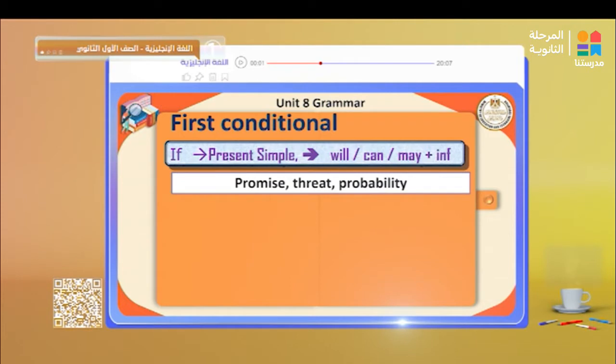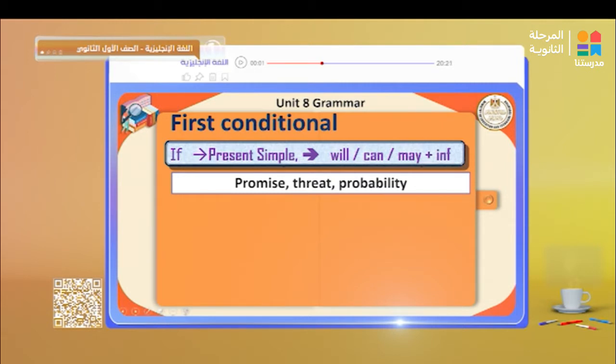The rule is that we use if plus present simple, and then in the other clause we will use will, can, may plus verb infinitive. When do we use will, can, may? When we want to express promise, threat, probability, something that will happen in the future.